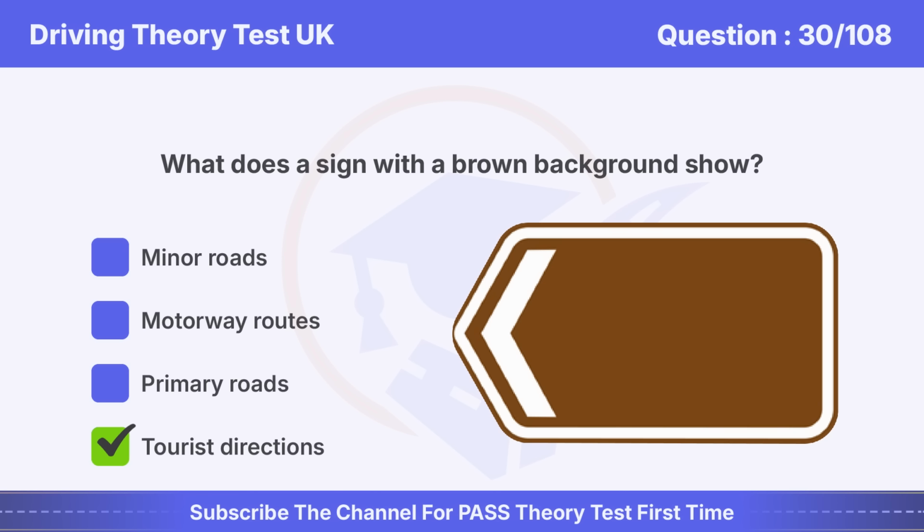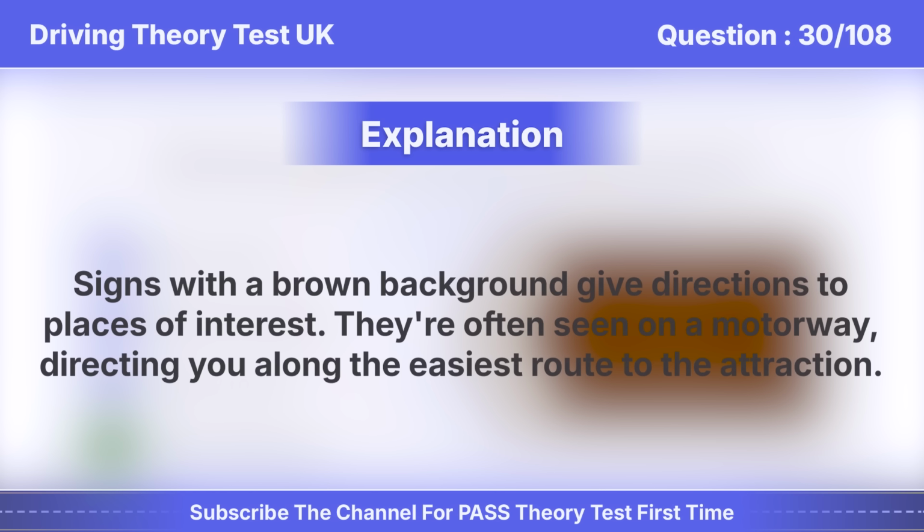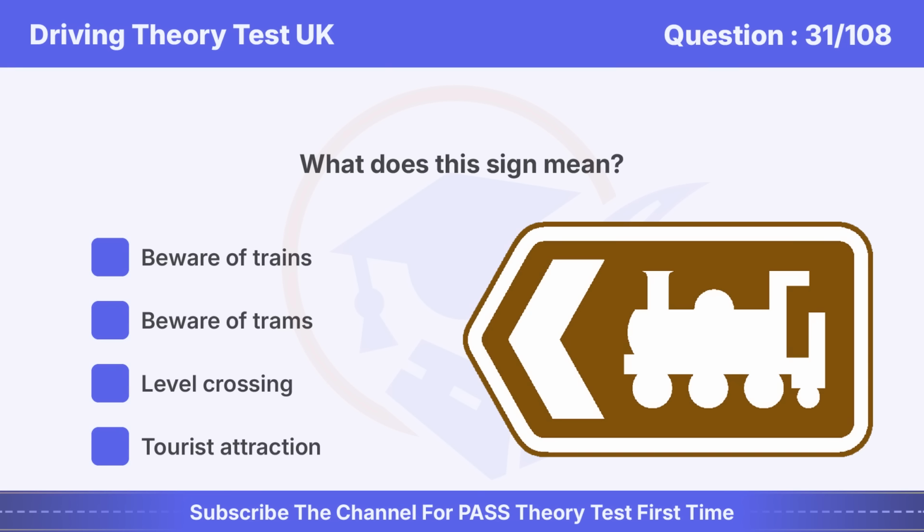Answer is D. Tourist directions. Signs with a brown background give directions to places of interest. They're often seen on a motorway, directing you along the easiest route to the attraction. Question 31. What does this sign mean?